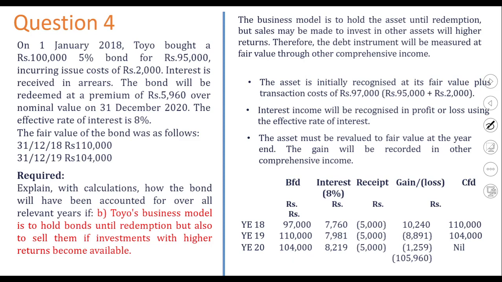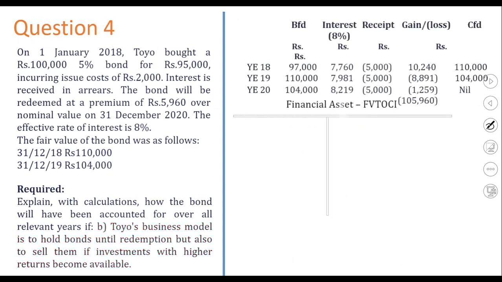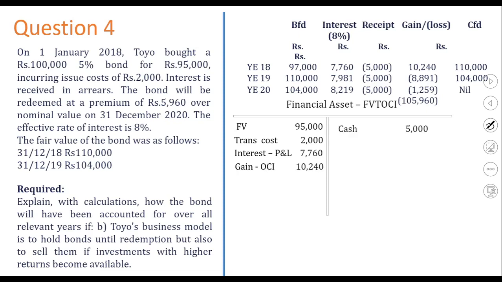Okay. So we'll see how we should recognize this in the ledger accounts. This will be a financial asset measured at fair value through OCI. Initially we measured it at 95,000. Transaction cost also we added, and interest income we recognize using the amortized cost method. Then we receive the cash interest of 5,000, and the difference, this gain, we recognize where? In the other comprehensive income. That means we debit this asset account and credit the OCI.